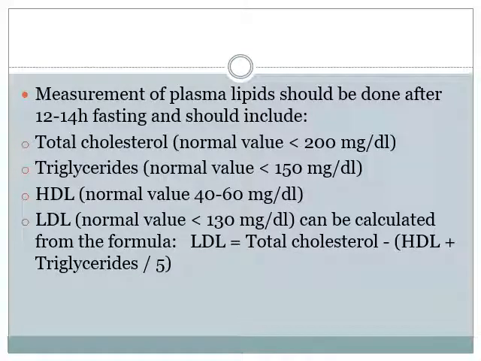Total cholesterol normal value is below 200, triglyceride normal value is below 150, the high density lipoprotein to be 40 up to 60, LDL to be below 130, or we can calculate it by this equation: total cholesterol minus the sum of the high density lipoprotein and triglyceride divided by 5.